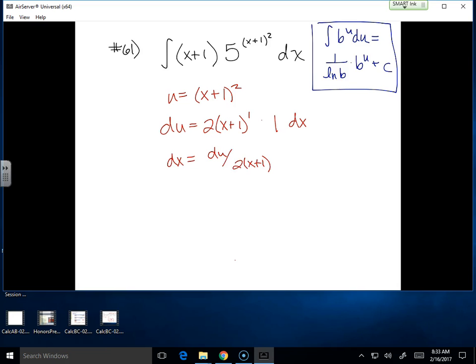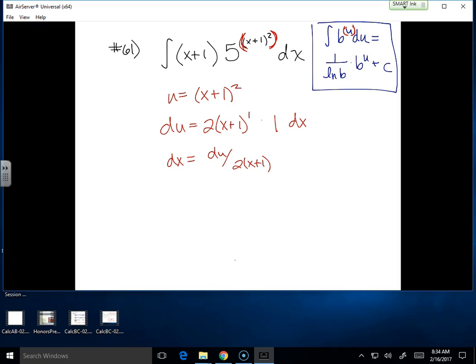Why did you make it x plus 1 squared? Because I'm thinking about this rule over to the side, and I'm thinking about who is the power, because I usually make that the u. Remember how, like, with e to the u, we just choose whoever's in the u spot? Same thing with b to the u.